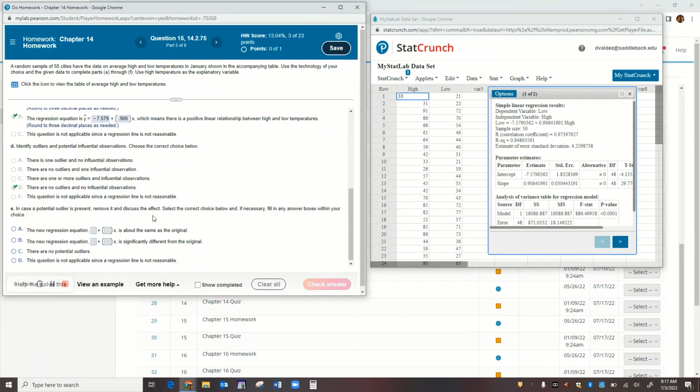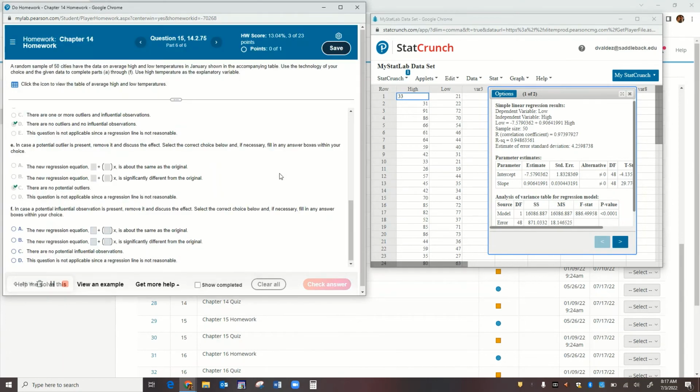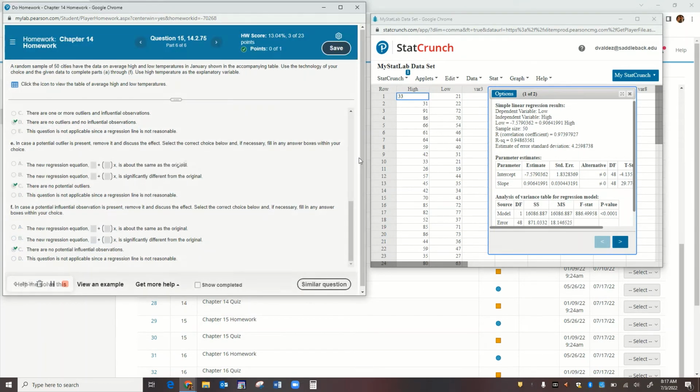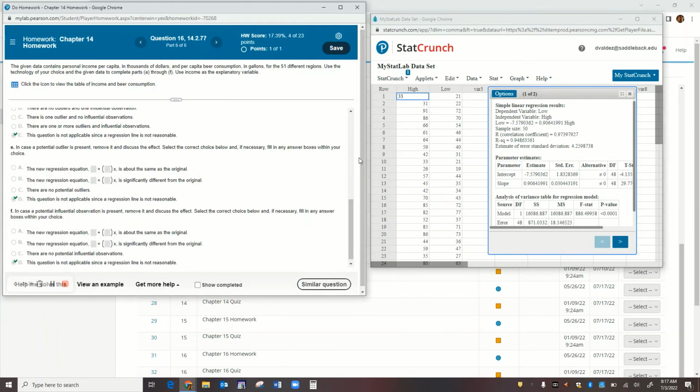In case a potential outlier is present, remove it and discuss the effect. No, we're not doing that. Well done. In case a potential influential observation is present, no, there wasn't. Nobody's hanging out. Okay, next question. So just to show you this one too. Oh, let me redo it.